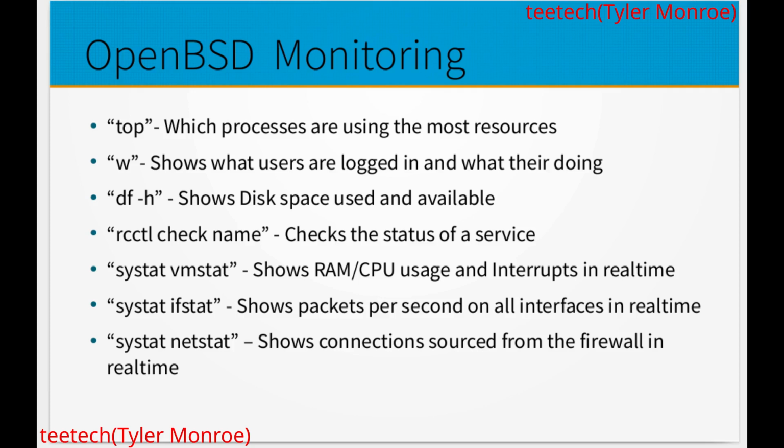The other things we can do are something like systat space vmstat, and that shows the RAM and CPU usage and even hardware interrupts. So when a piece of hardware needs to interrupt because it has data, it can send a hardware interrupt. That shows you all those things in real time, and you can measure how well your system is working. If it's overloaded, if it's underutilized, that's a good way to see that.